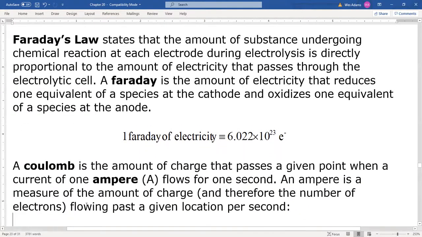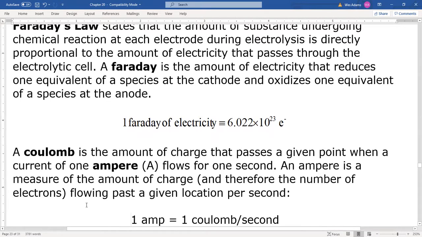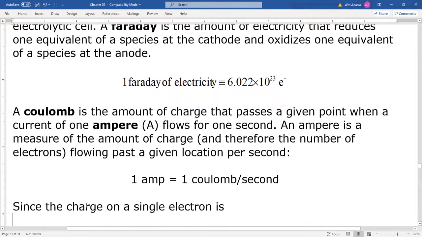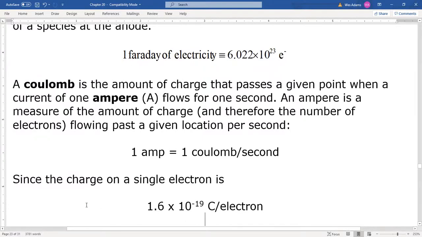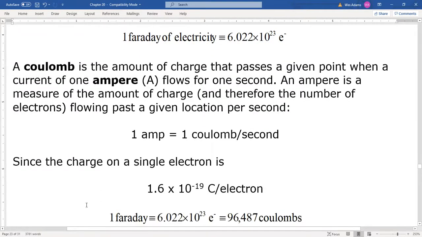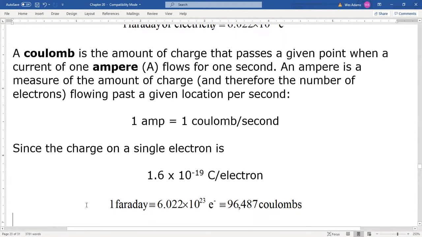Now, a coulomb is the amount of charge that passes a given point when a current of 1 amp flows for 1 second. So a coulomb is an amp-second. And therefore, an amp would then be a coulomb per second, which tells us the number of electrons flowing past the location. Since the charge on a single electron is 1.6 times 10 to the negative 19th coulombs, we can say 1 Faraday is Avogadro's number of electrons, or 96,487 coulombs. Sometimes they'll round that off to 96,500.